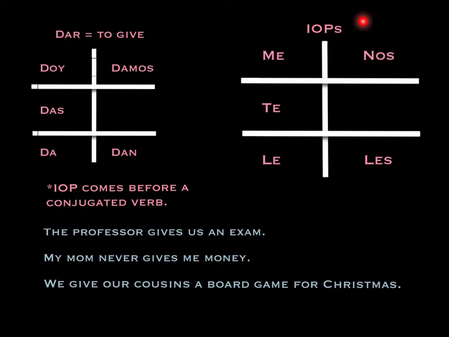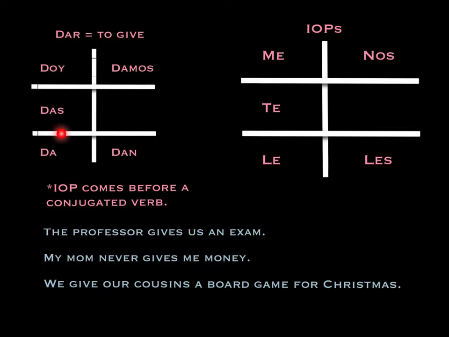Let's look at our other two examples. My mom never gives me money. Again, who is giving? It's my mom. And who is she giving the money to? Or in this case, not giving the money to. And that would be myself, right? It is not for me. So, my mom never gives me money. We would use the me, and we would use da. And again, we'll look at the answer here in the next slide to help this come full circle.